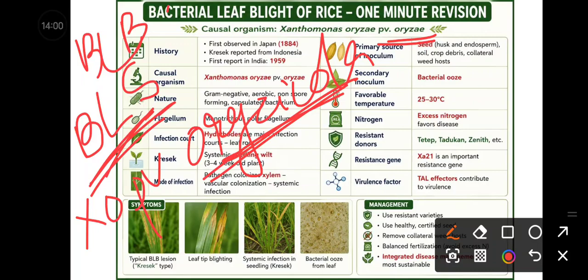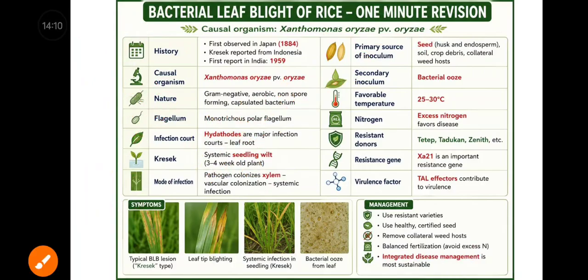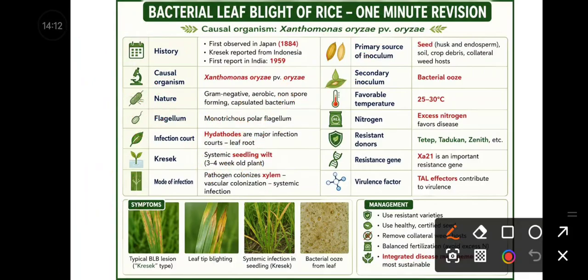There is just a little difference in the symptoms. We will discuss it later. Okay, first let's discuss the BLB. About the history, it was first observed in Japan in 1884, and the crescent phase was first reported in Indonesia. In India it was first reported in 1959. The causal organism we have discussed: Xanthomonas oryzae pv. oryzae.